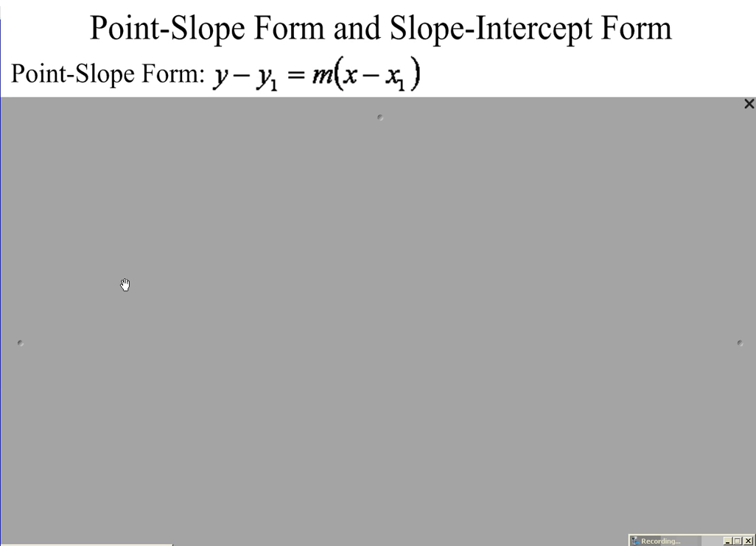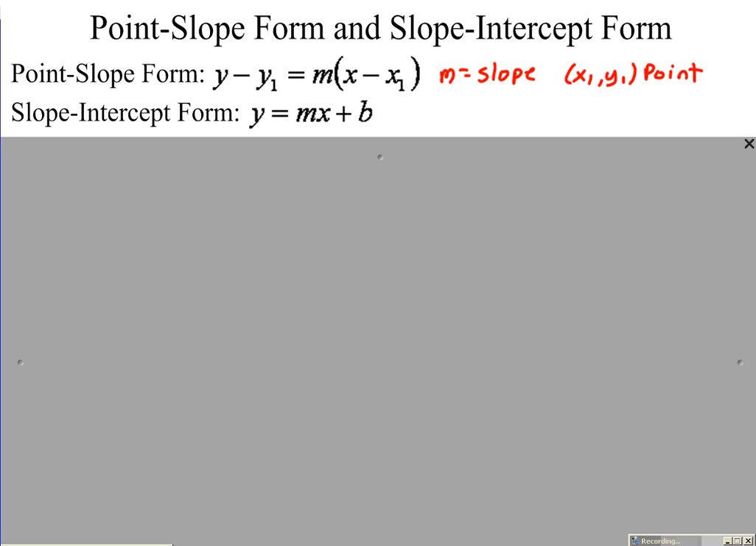use point slope form. There is point slope form in this formula. M is equal to the slope. Our point x1, y1 is the other point that we would know in order to write the equation. Slope-intercept form, y equals mx plus b. M is still the slope, and now b is the y-intercept.